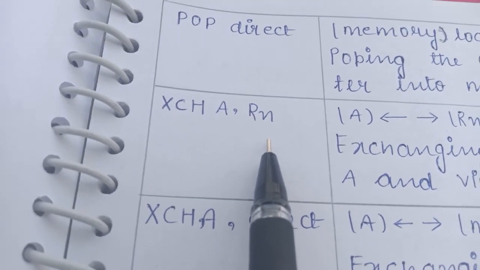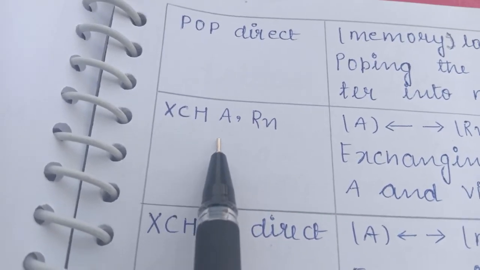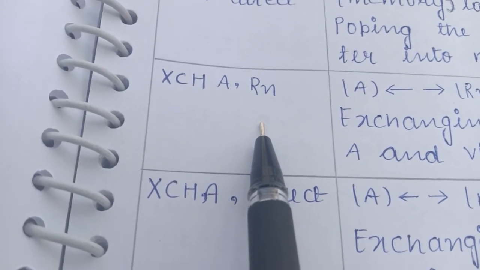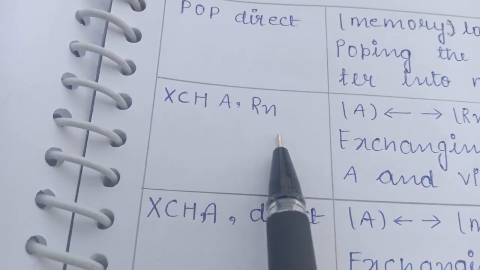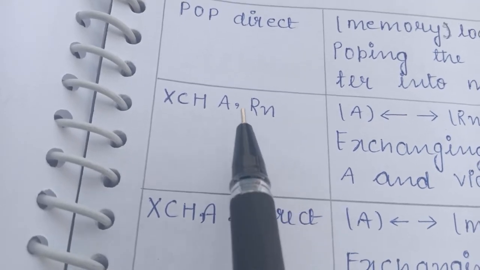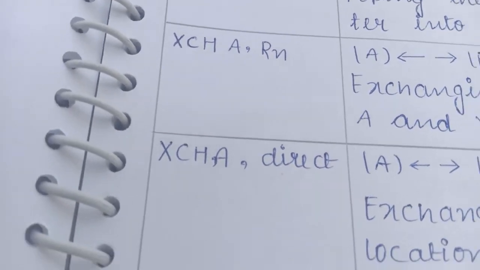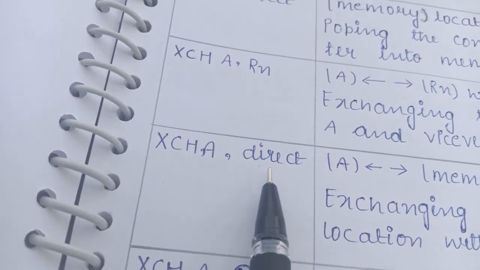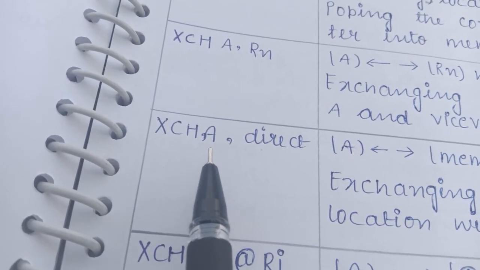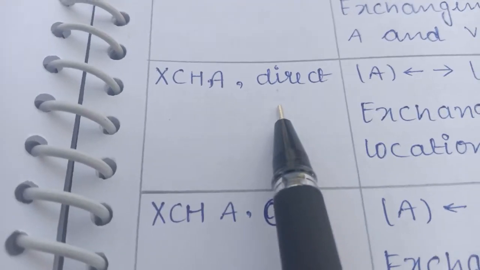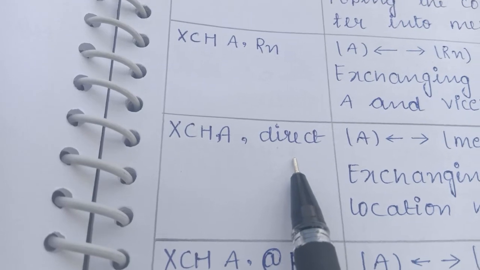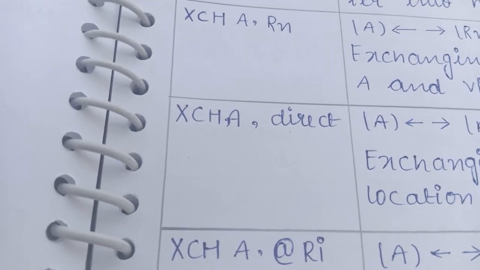XCH A, Rn: exchange the contents of the accumulator and register Rn of the selected register bank. The accumulator contents are copied into register Rn, and the register Rn contents are copied into the accumulator. Next, XCH A, direct: exchange the contents of the direct byte and the accumulator. The accumulator content is copied into the location of the direct byte and the content of the given RAM location is copied into the accumulator.